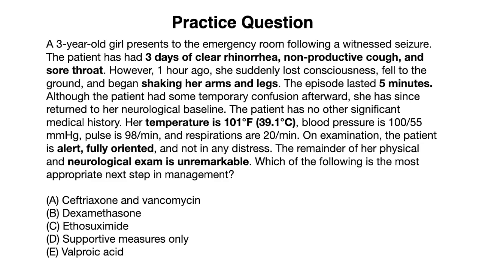It is 101 degrees Fahrenheit. And then we have no abnormalities that are noted on examination, and she is alert and fully oriented. So given that she's had a fever and a viral infection and really no other possible causes for this seizure except for a febrile seizure, she does meet the criteria for a febrile seizure. So the answer here would be D, supportive measures only.